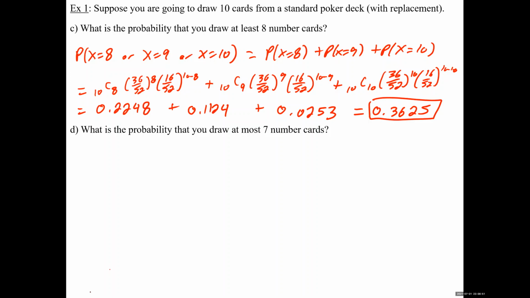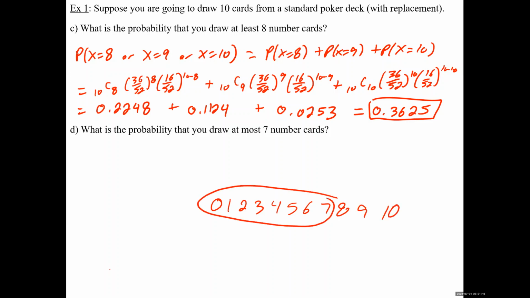So what I'm saying is if you draw 10 cards from a deck of cards and you don't get 7 or less number cards, then what did you get? At least 8 number cards. You got 8 or 9 or 10. Look, these are all that's possible. This is the amount of number cards you can get: 0, 1, 2, 3, 4, 5, 6, 7, 8, 9, 10. This question is saying find the probability you get 7 or less number cards. What I'm asking is what's the complement of that event? The complement is everything else, at least 8, 8 or 9 or 10.